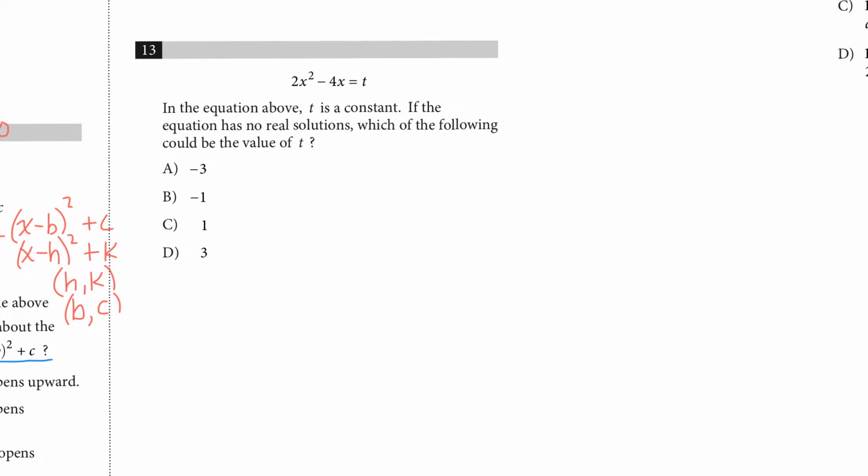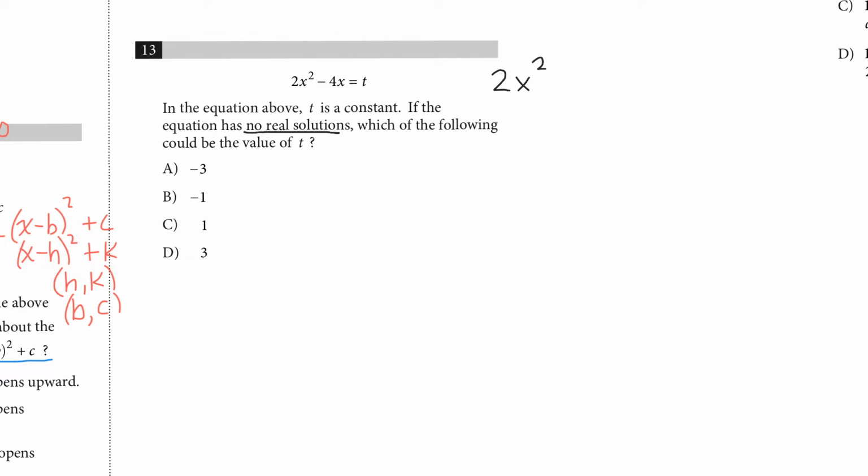Okay, problem number 13. You have a quadratic equation, 2x squared minus 4x equals some number t. T is a constant. And in this problem, if the equation has no real solutions, which of the following could be a value of t? So I'm going to rewrite this equation in standard form.